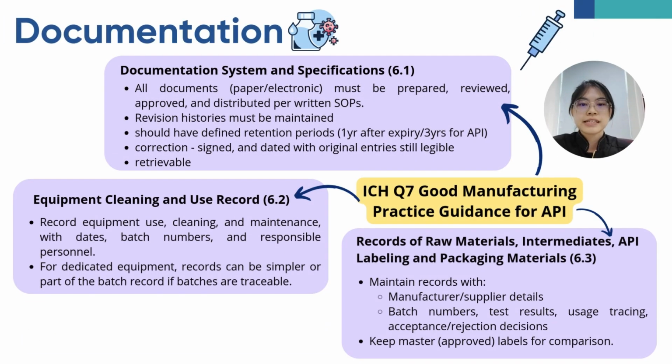The ICH Q7 guideline emphasizes the importance of document control to ensure data integrity and traceability. Section 6.1 covers documentation systems and specifications, where all paper and electronic records must be prepared, reviewed, and approved.